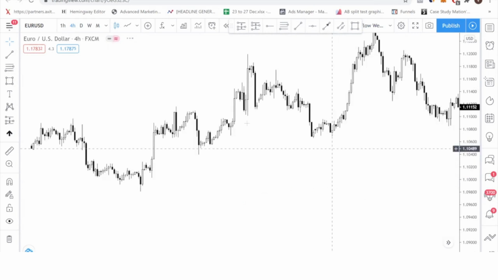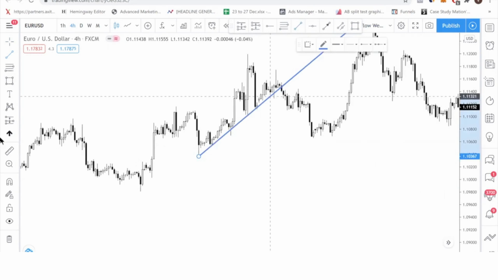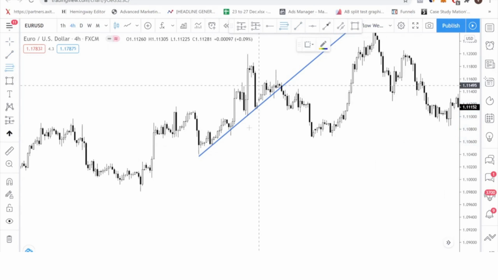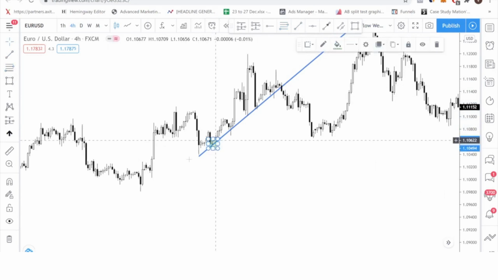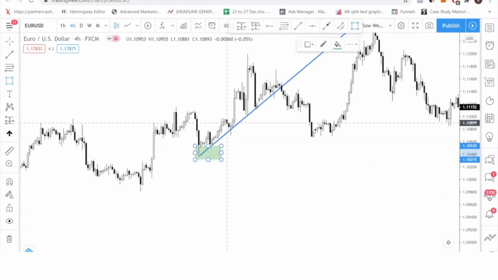So maybe this one over here, let's see whether it qualifies. Something like this. You do have this point over here. You have this swing low, and then you have this swing low here. So you are projecting this swing low here.